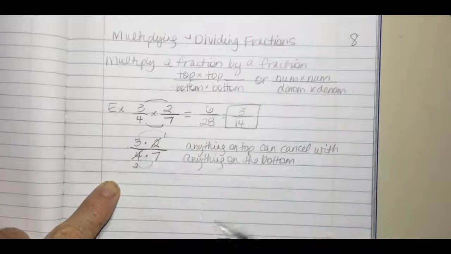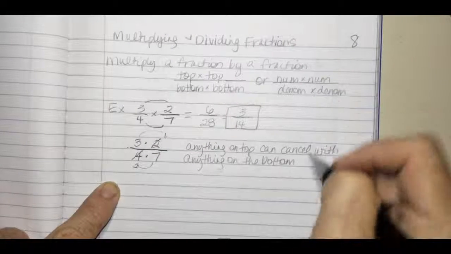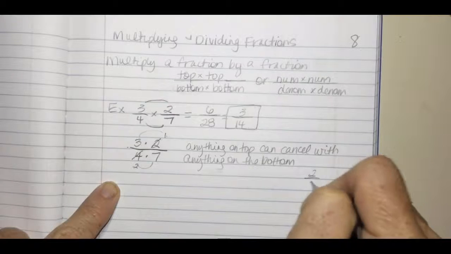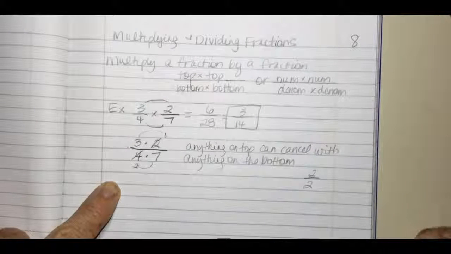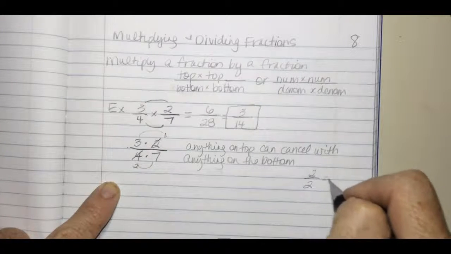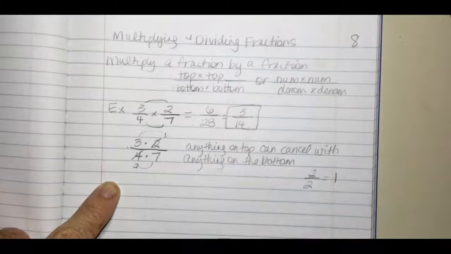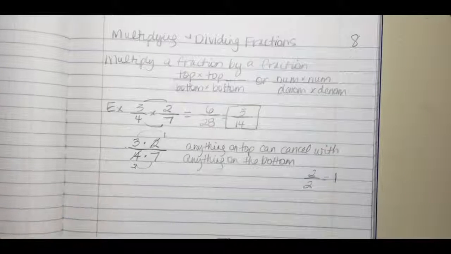Why can't I cancel out a 2 and a 2? So we just did 2 over 2, Rachel. What's 2 divided by 2? 1. Because when you have the same number, you're essentially just canceling a 1. So you're not changing the value of the fraction at all. You're just changing the number of parts it's cut into. Okay, good.